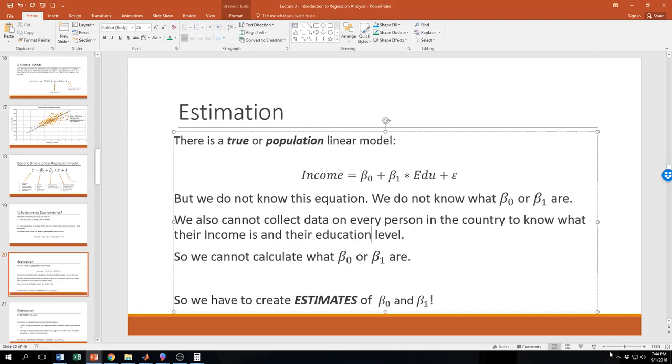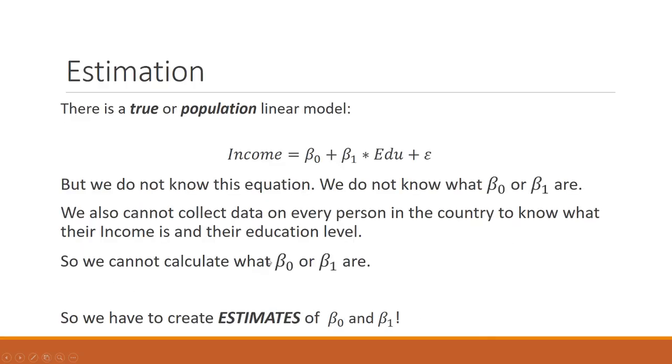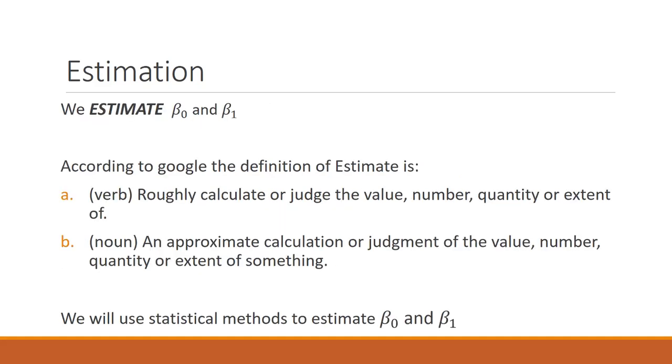Education level. All right, so we can't just simply calculate what beta naught and beta 1 are. Instead, we have to estimate. We need to estimate what beta 0 and beta 1 are, using sample data. So we estimate it.